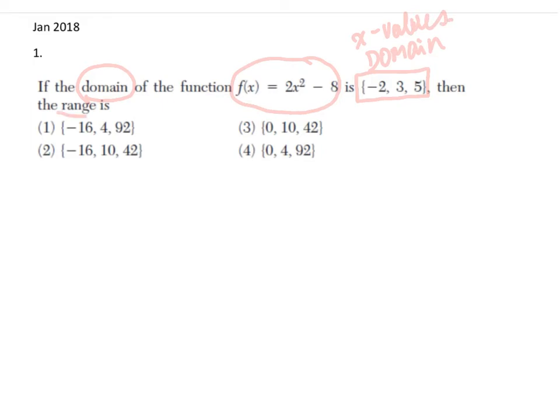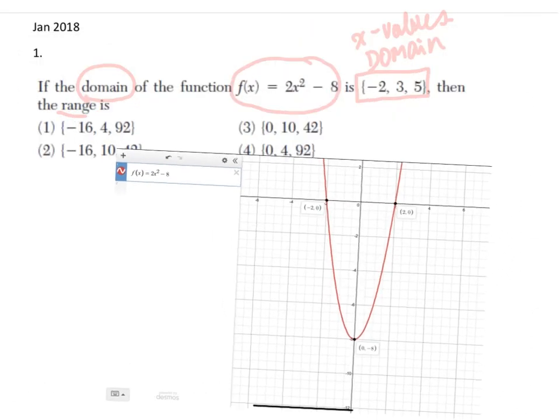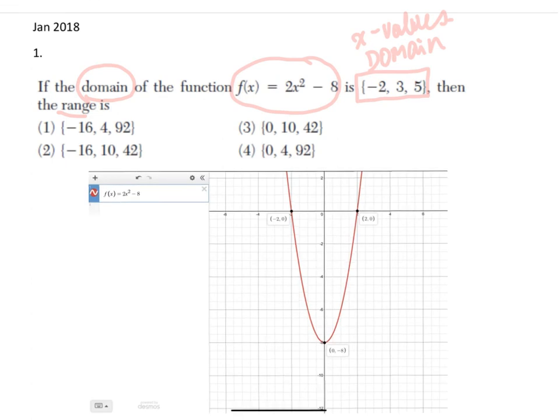So what I did was I plotted the graph. So let me attach that right here. So here's the graph, right? We want the y values. So what are our y values for this section? So there's 0, right? We've got this point.